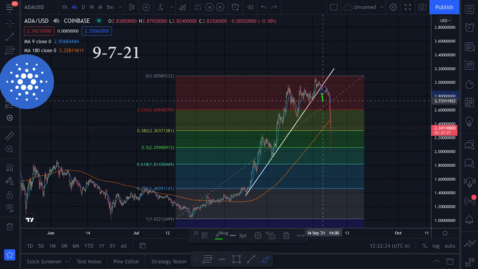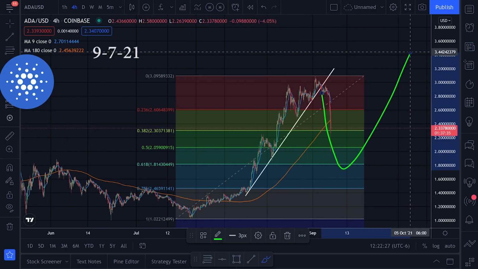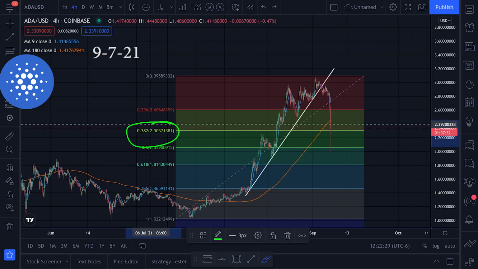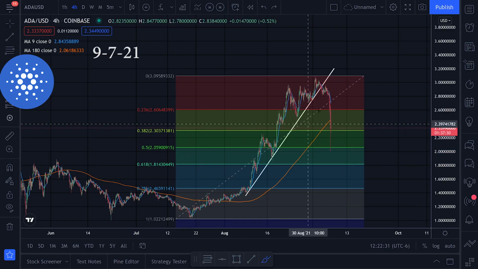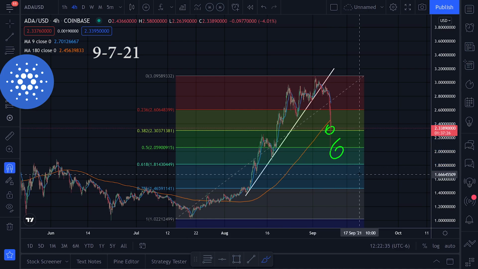But if we think that this is just going to be a temporary bounce and head to the upside, these are the levels that I'm looking at. In general, I took profits up here. Now it's time to dollar cost average, in my opinion, back in.